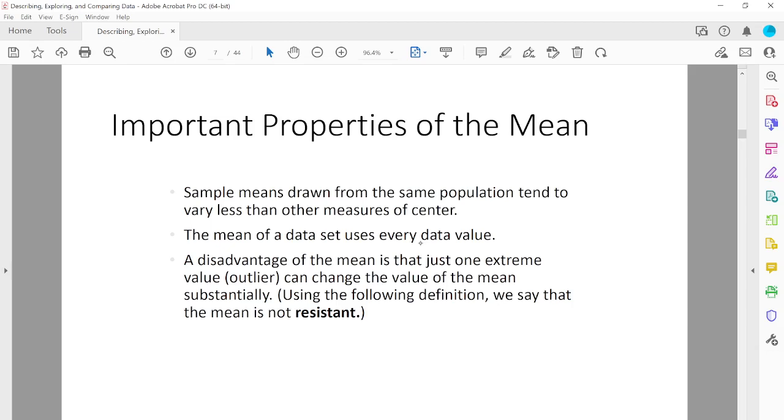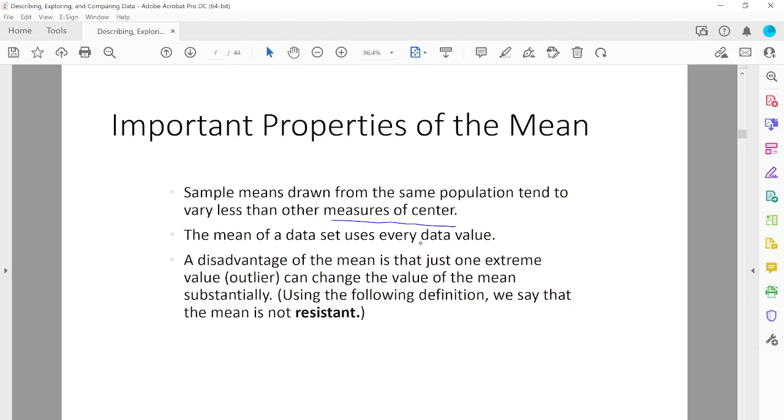An important property of the mean is that sample means drawn from the same population tend to vary less than other measures of center. Remember, there are other measures of center like median, mode, or mid range, but if you take sample means from the same population, then the mean varies very little. But one of the disadvantages of the mean is that sometimes an outlier value can change the mean in a huge manner.